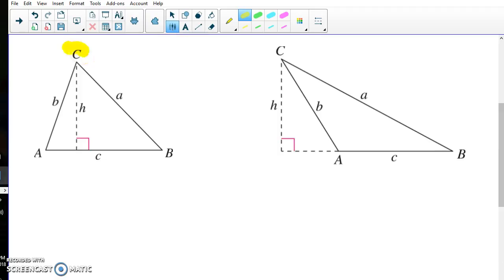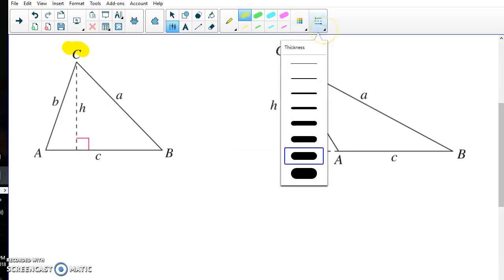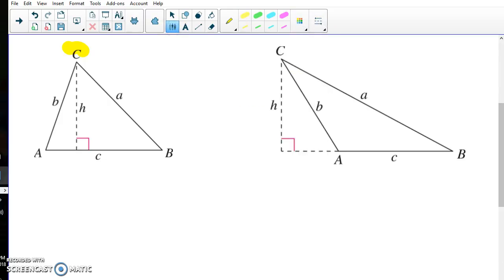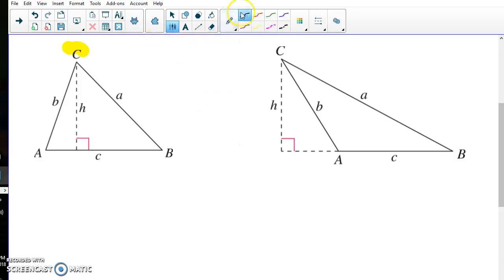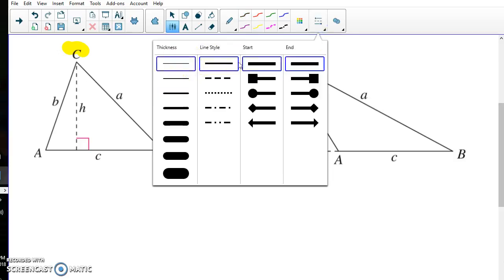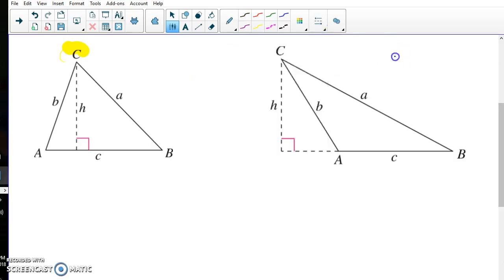We have capital letters for our vertices, and we have lowercase letters for our side lengths. So let's get into that right here. We have capital C, A, B, vertices, lowercase a. Always remember, side a is opposite of vertex A. Similarly, with B and C. So side c is opposite vertex C.